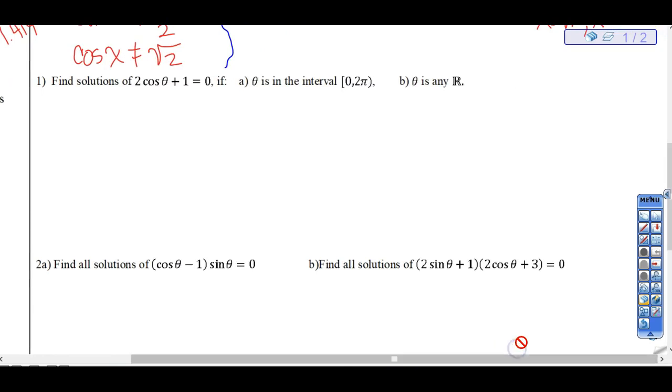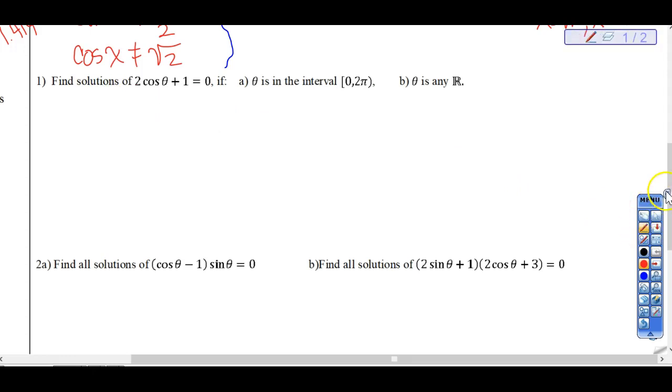Okay, so I have the equation 2 cosine theta plus 1 equals 0. That's an amplitude change, right? My amplitude changed from 1 to 2, and that's a vertical shift, right? Okay, so these are vertical actions, which means it's pretty much an intermediate level thing. But what I'd like to do is change this to a basic equation.